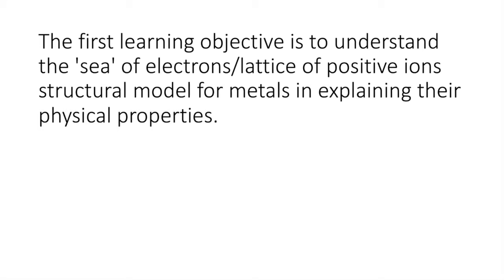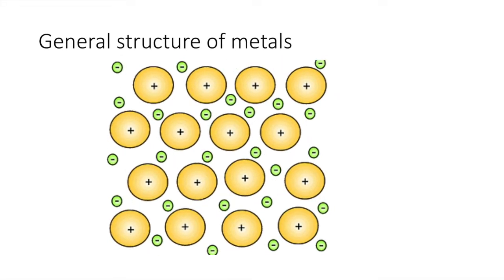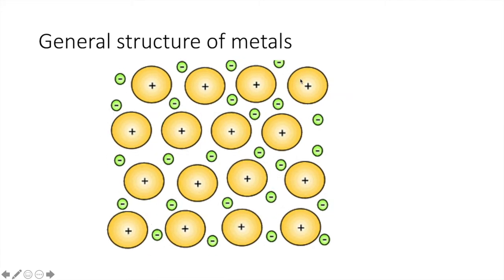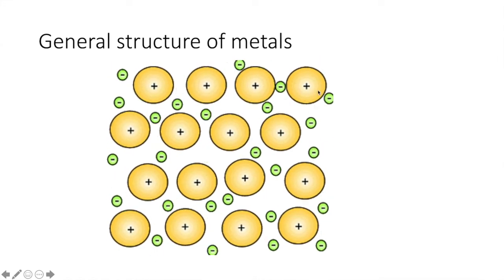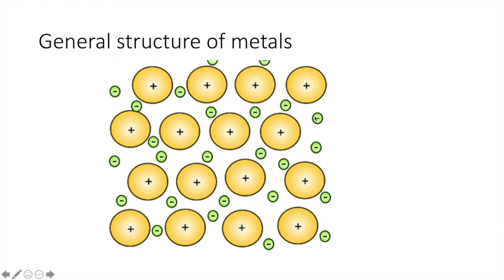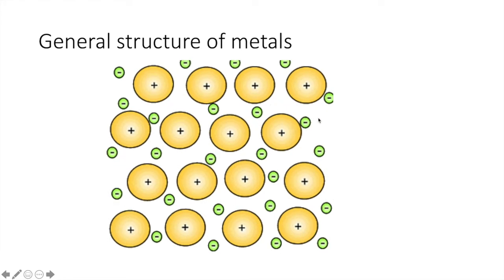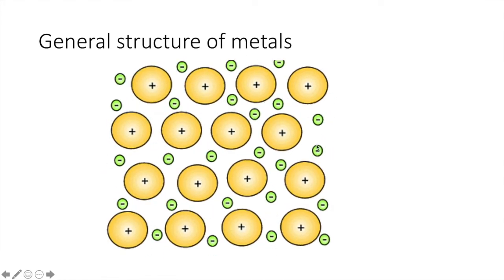The first learning objective is to understand the sea of electrons/lattice of positive ions structural model for metals in explaining their physical properties. This is the general structure for all metals. As you can see, the positive here are the metal cations, and the green here are the electrons, the sea of electrons. As you can see, they're all vibrating and moving around.